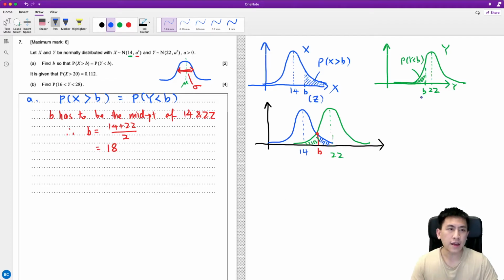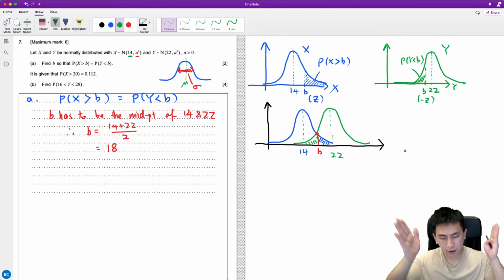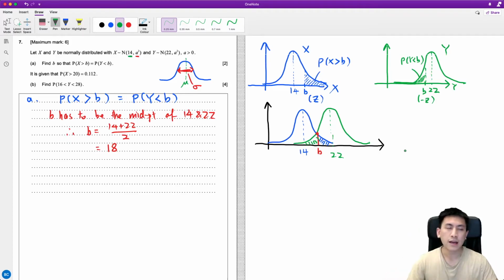In that case, the b for y has to be minus z. If not, they would not have the same area, right? If I turn into z-score, that means everything is standardized. Then the graph is located at exactly the same place. Then in that case, I can still draw a graph actually. Both x and y would look exactly the same.